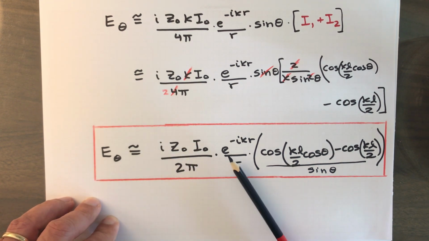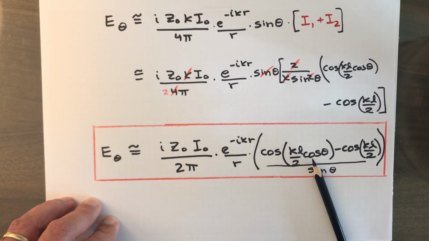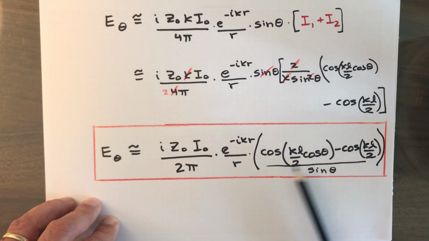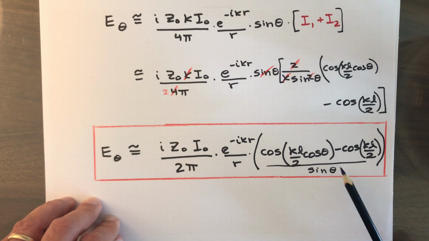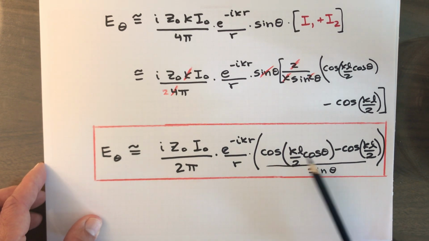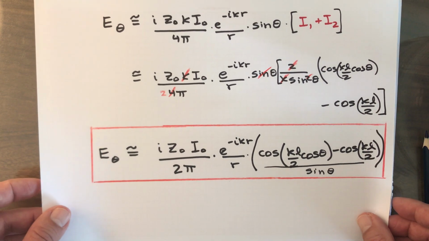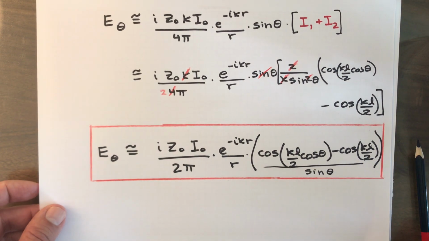It's these constants times e to the ikr over r times this term: cosine of kl over 2 cosine theta minus cosine kl over 2, quantity divided by sine theta. Now, many times you'll see this equation written down in a variety of places, cosine of a cosine and such. And this is how we get to it. This is actually how you arrive at this expression.